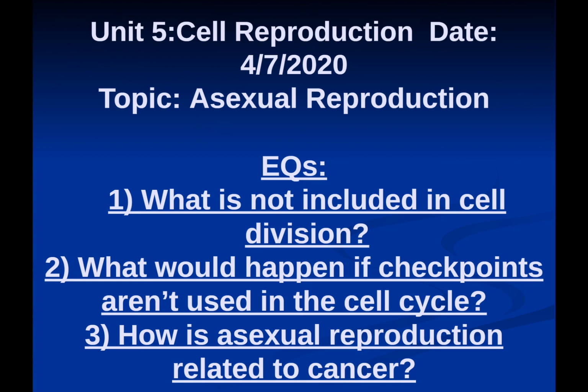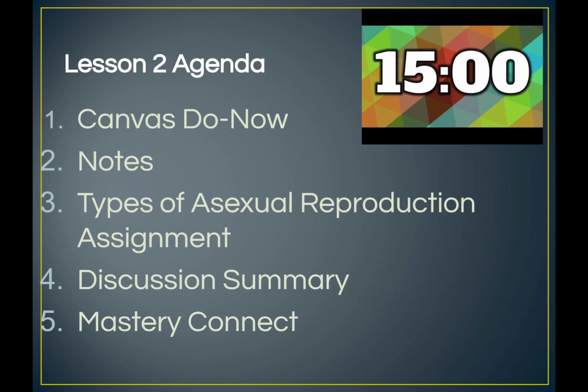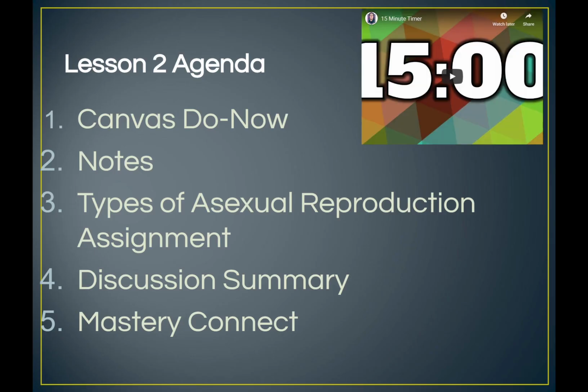Class, welcome to lesson 2 of reproduction. Alright, so this one's actually going to be a lot easier than the one before, but before we get that, let's make sure we do the things we need to. Go ahead and finish up that do now. We'll do our notes. Then you have a quick assignment of types of asexual reproduction. You're going to answer the summary questions under the discussion portion of Canvas, and then you will take a mastery.